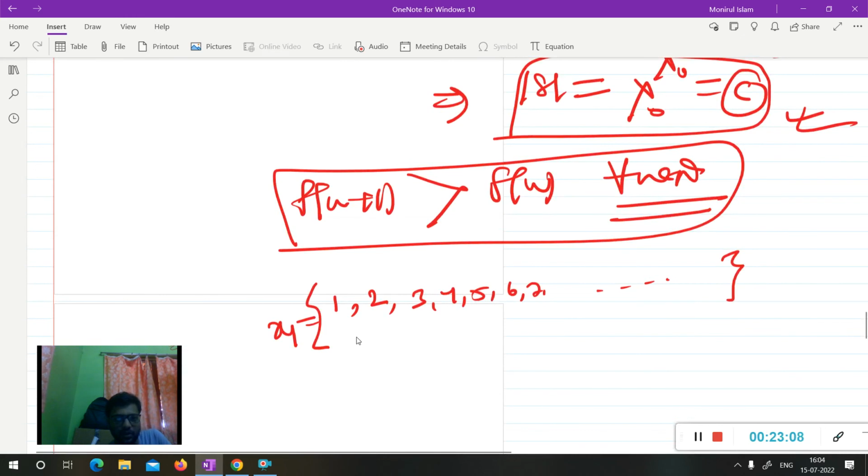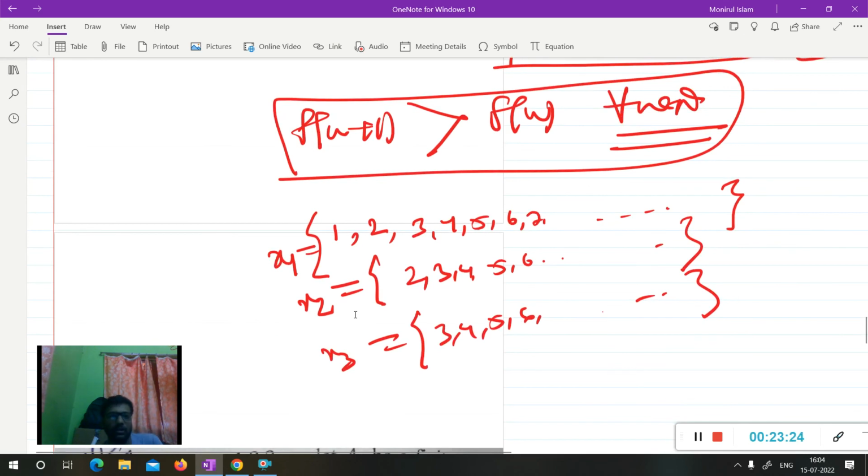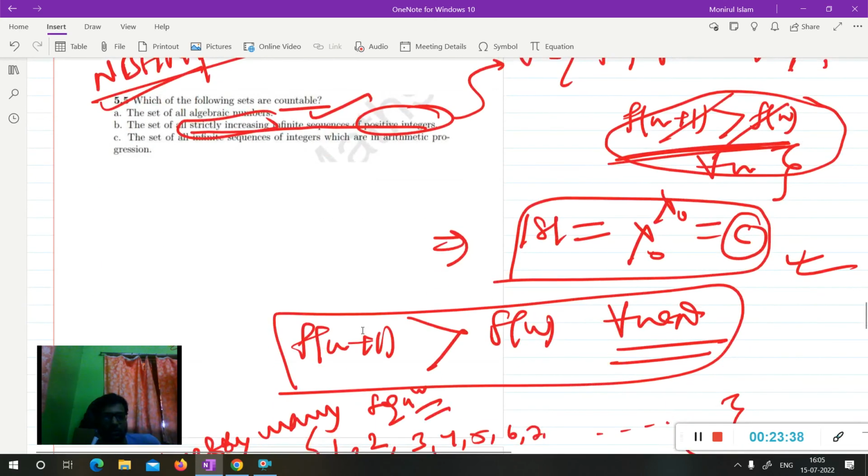If you choose this sequence x1, and there is another sequence starting from 2 3 4 5 6 7 8 and so on, and try another sequence x3 starting from 3 4 5 6 7 and so on, and next starting from 4, you can go on like this. If you go like this, you get uncountably many increasing sequences of positive integers. So this set is also uncountable, so B is incorrect.